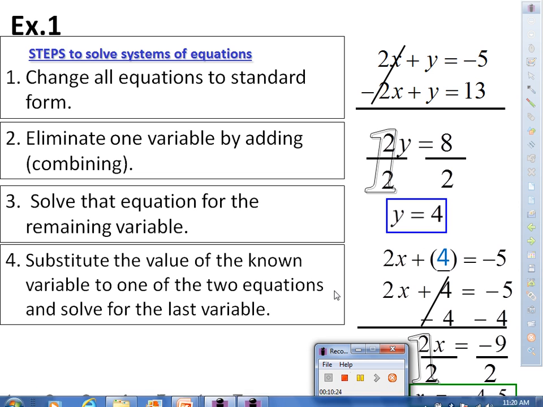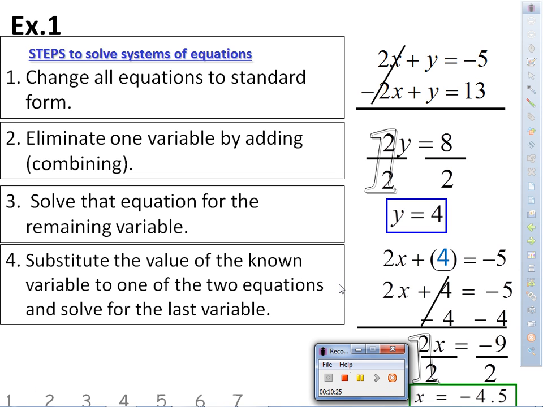Are we there so far? Okay, so C. Step 1, change into standard form. Did we do that? Yes. Step 2, eliminate one variable. Did we do that? Yes, eliminated here. Step 3, solve for the remaining variable. There it is. Step 4, substitute that into one of the two equations.